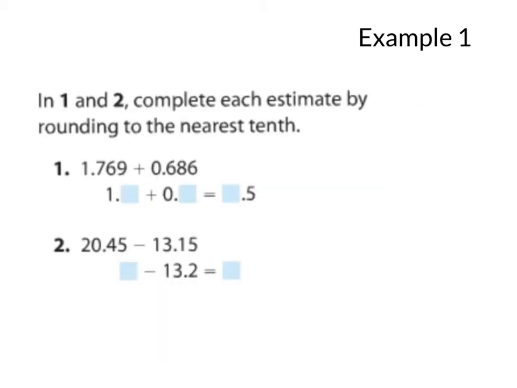All right, so here's example 1. I know that you're going to copy this after I do it in front of you, and then you're going to try to do example 2 before the answer. In 1 and 2, complete each estimate rounding to the nearest tenth. All right, I'm looking at this.